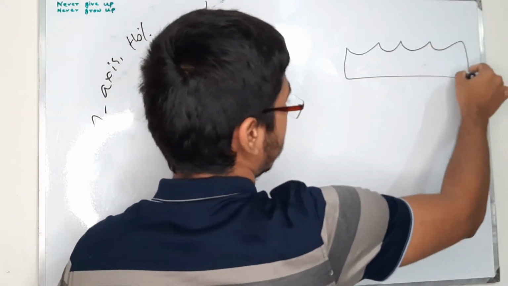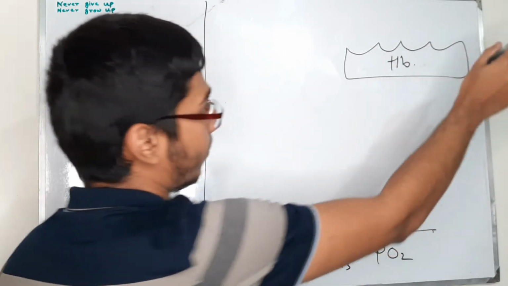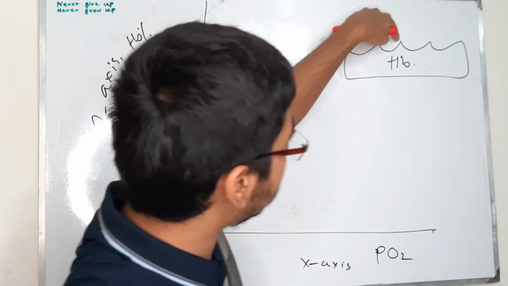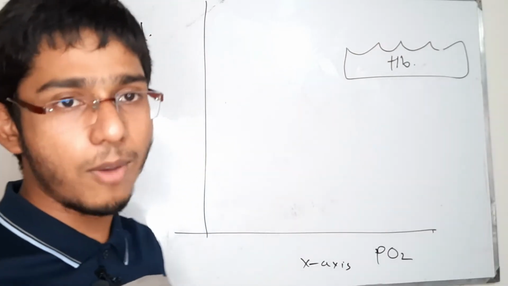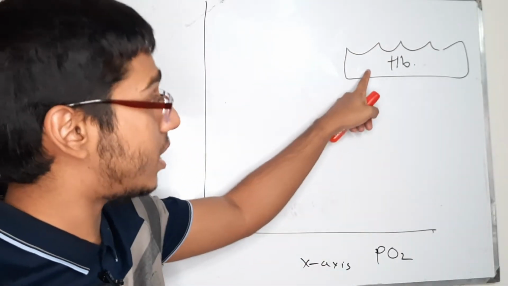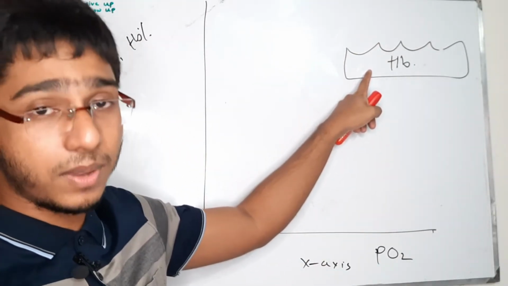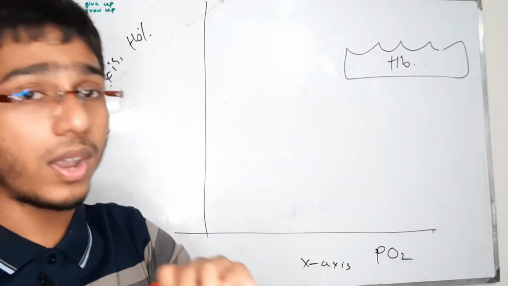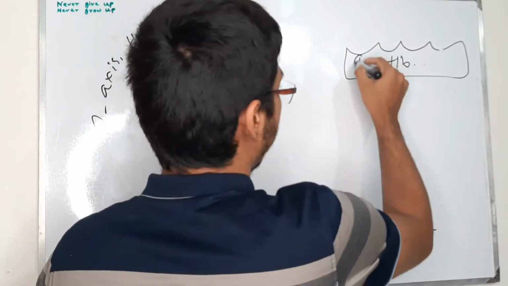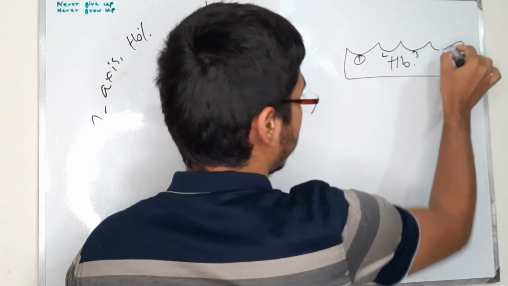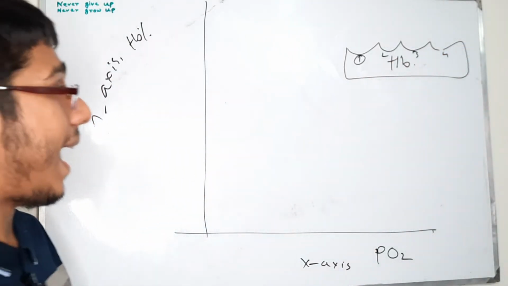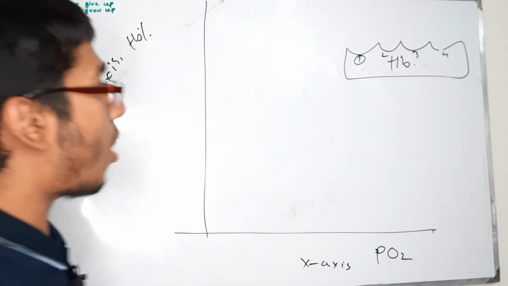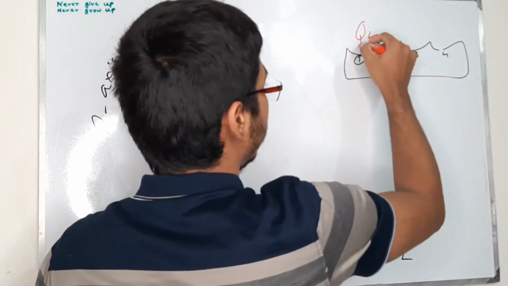Let us suppose this is a hemoglobin molecule which has four different pockets. These concave depressions indicate the pockets of the hemoglobin. How many pockets does this hemoglobin have? It has four pockets. Let's suppose this is pocket number 1, pocket number 2, pocket number 3, and this is pocket number 4. Now, oxygen will be bound to every pocket.